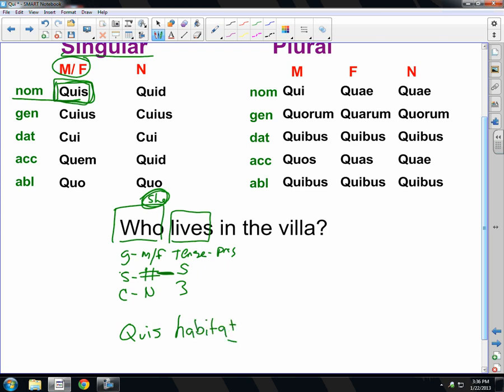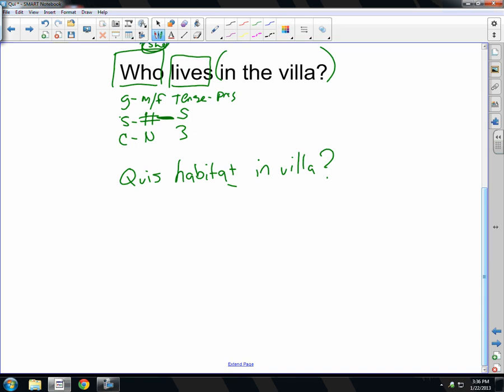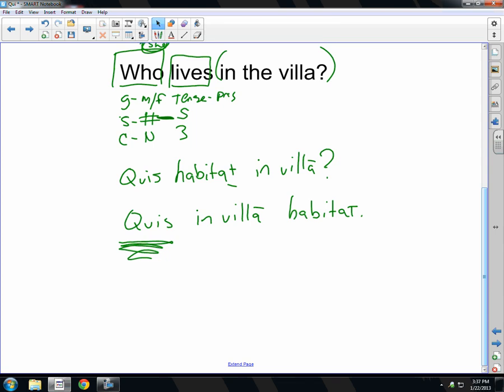Now, T defines third person. And then in the villa is our prepositional phrase again, in villa. And this time, don't forget, we have a question mark and not a period. Now, Coach Tremble told you earlier that he likes to use the verb at the end. So I would change this to quis, villa, habitat. And all this interrogative pronoun is doing is introducing that question. So that's the interrogative pronoun.